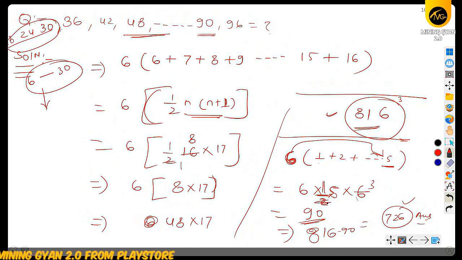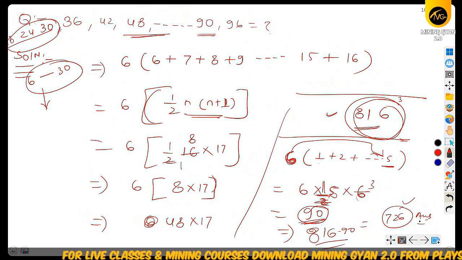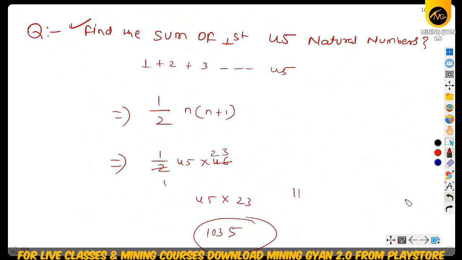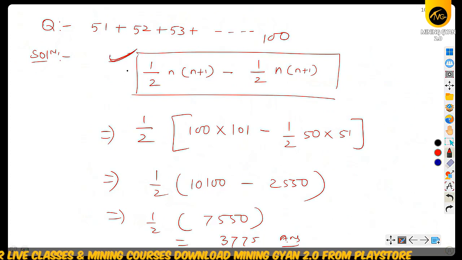Now again just multiply these numbers. First of all, cancel out the 2 and 6, that is 3. So 5 times 3 is 15, and multiply by 6. So 15 times 6 is 90. Now just subtract: 816 minus 90, and you get the final answer 726. Basically this is similar to the other approach. Both are the same example, or we can say both are the same question.